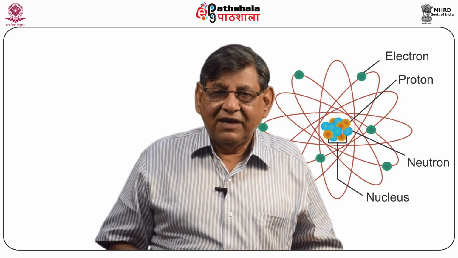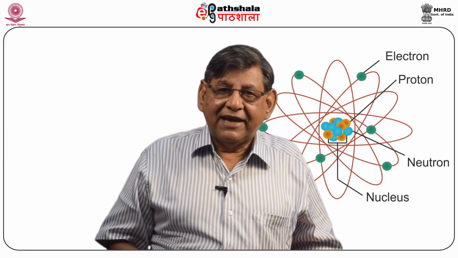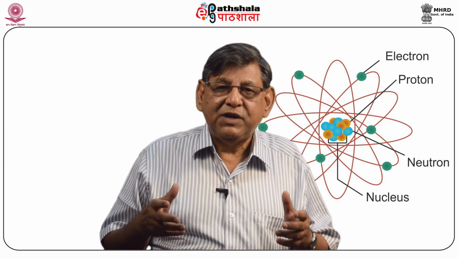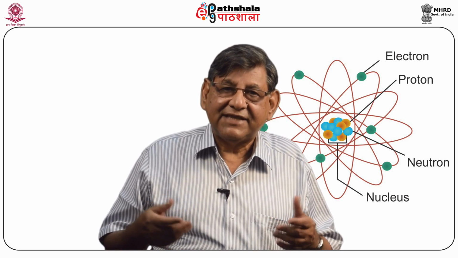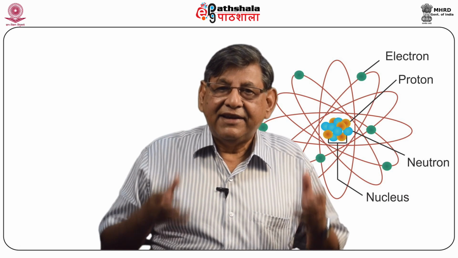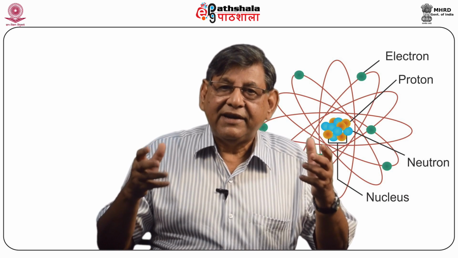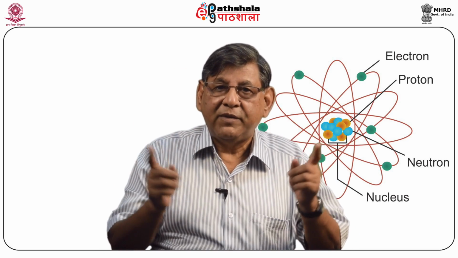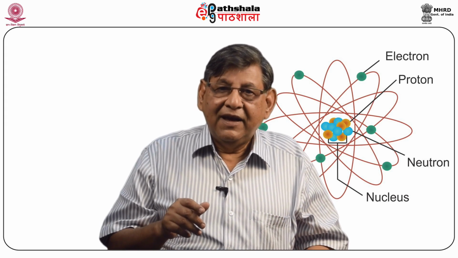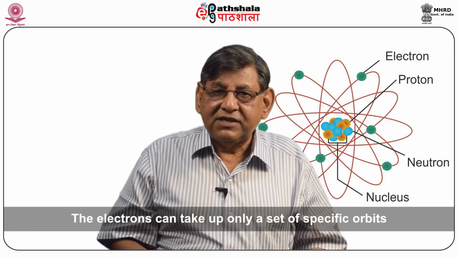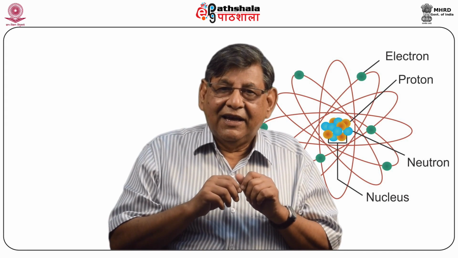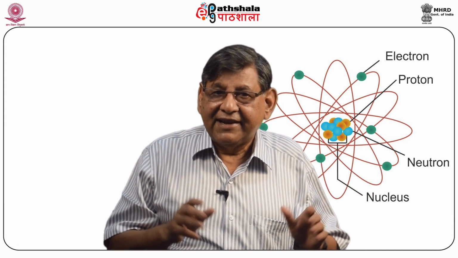As an introduction, I would like to mention that the planetary motion about the sun is based on Newton's laws. The same is the case for satellites, which go around the Earth. A planet or a satellite can take up any orbit around the sun. All orbits are allowed. But in the case of an atom, for example the hydrogen atom, the electrons can only take up a set of specific orbits. It cannot just take up any orbit like a satellite around the Earth.